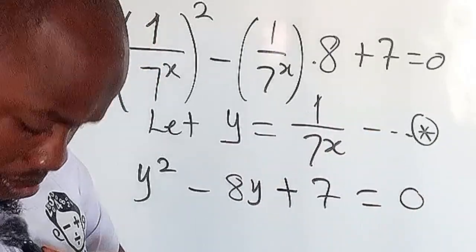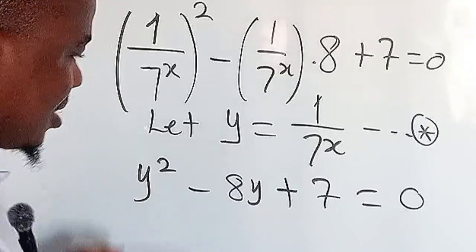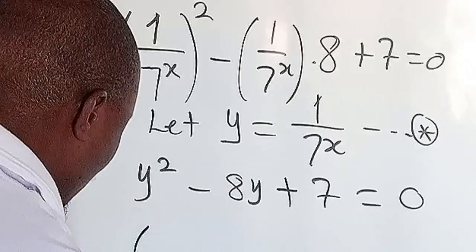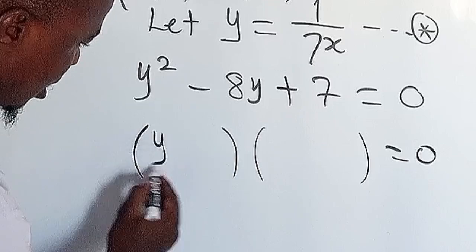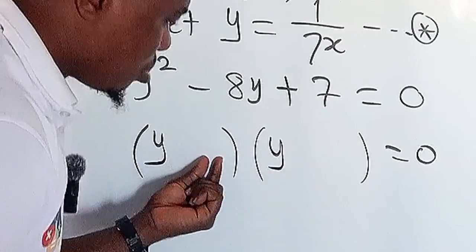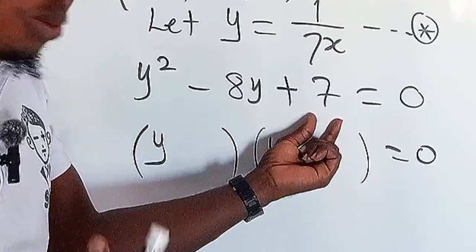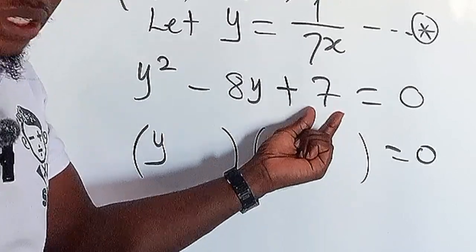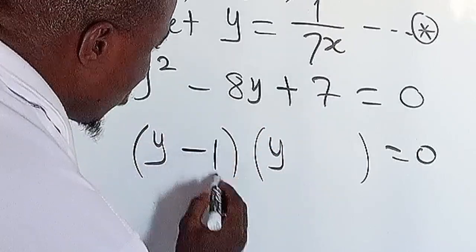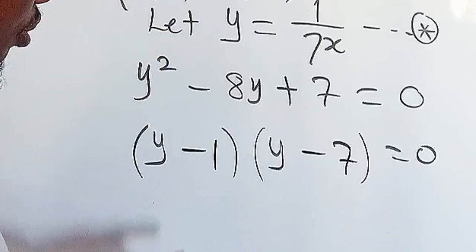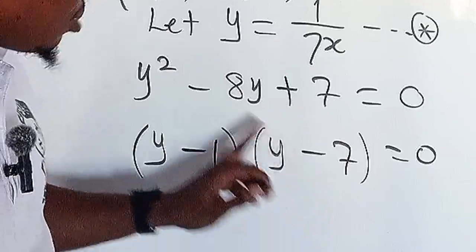Understood? Now this is a quadratic equation in terms of y. Let's see how we can factorize this. We're going to have it in this form, equals 0, where we have y here and y here. So what do you think will be here and here? We look for the two factors of 7. When you multiply the two together, we're going to have 7, but when you add, we're going to have minus 8. And that is minus 1 and minus 7, because minus 1 times minus 7 will give us 7, and minus 1 minus 7 will give us minus 8.